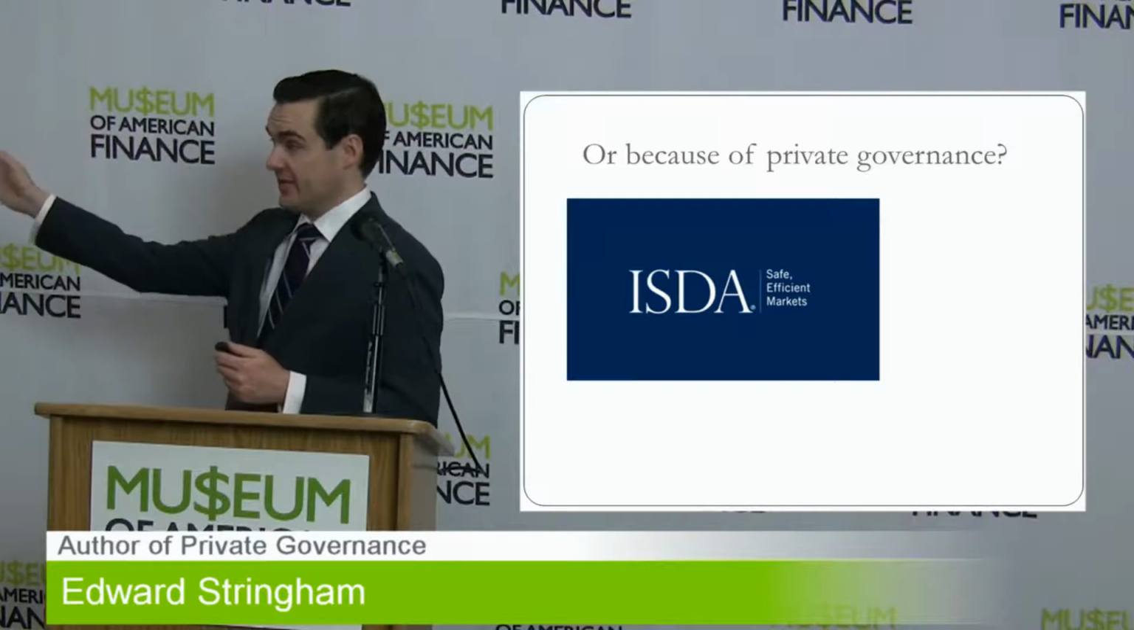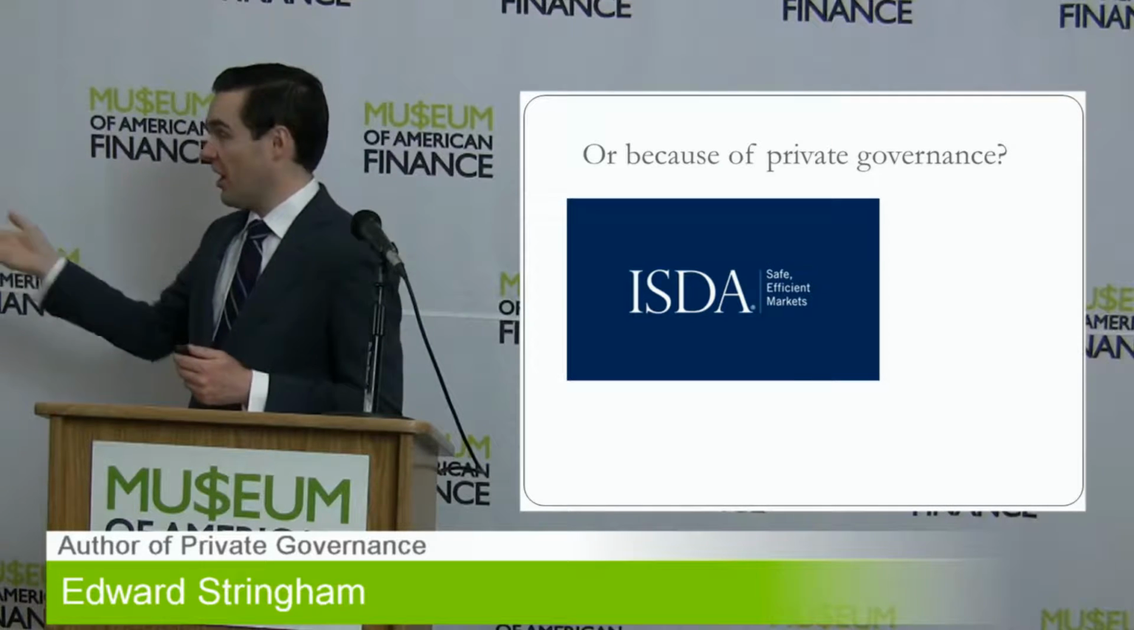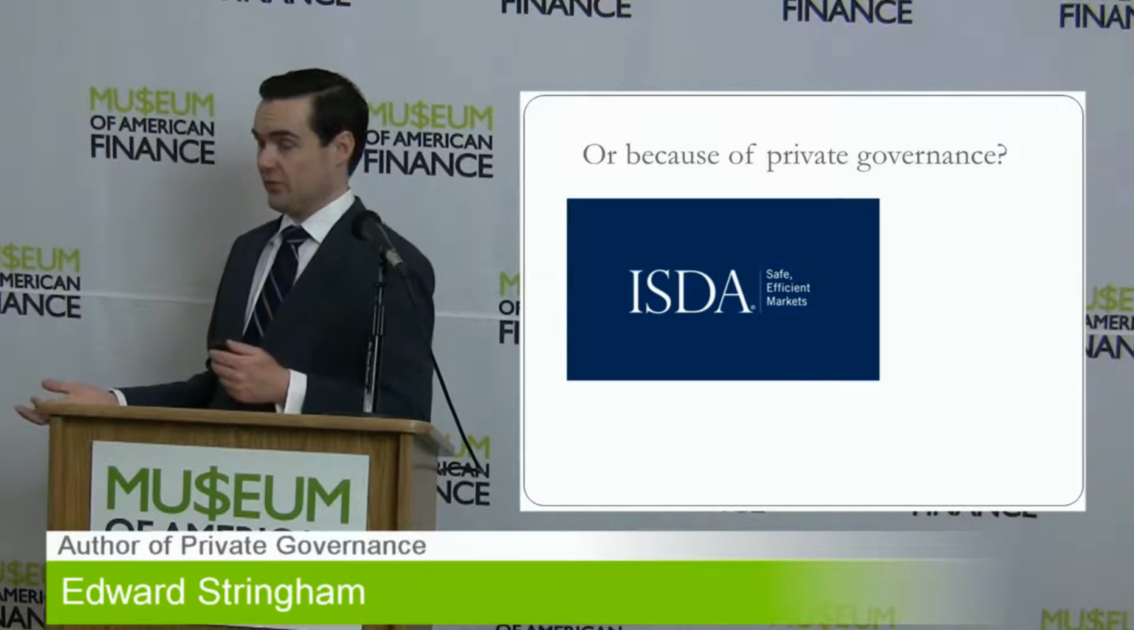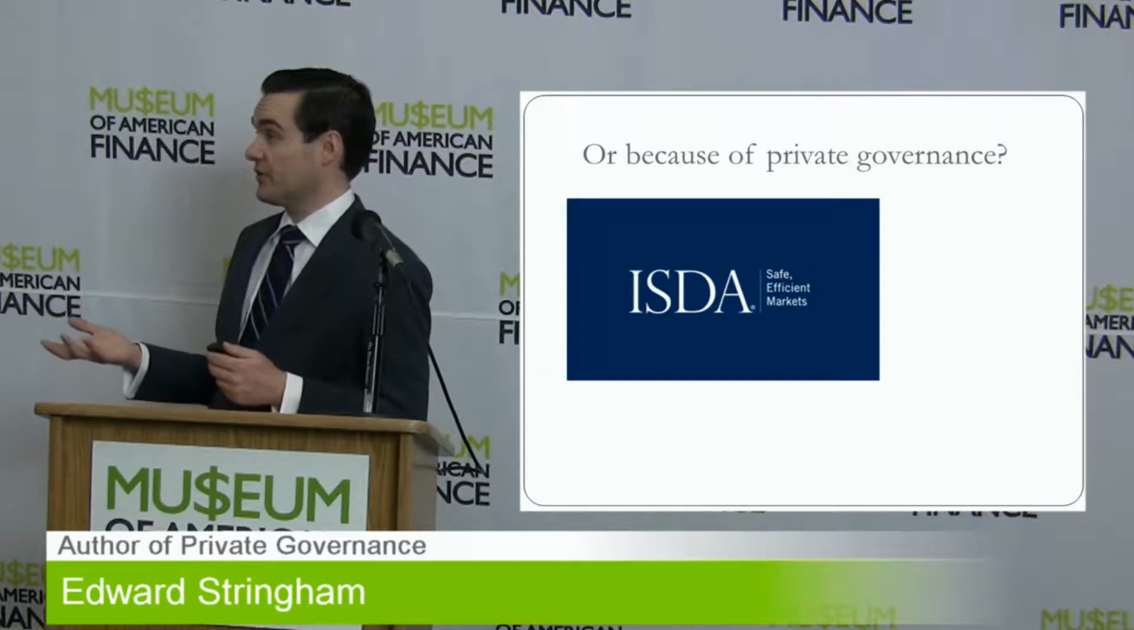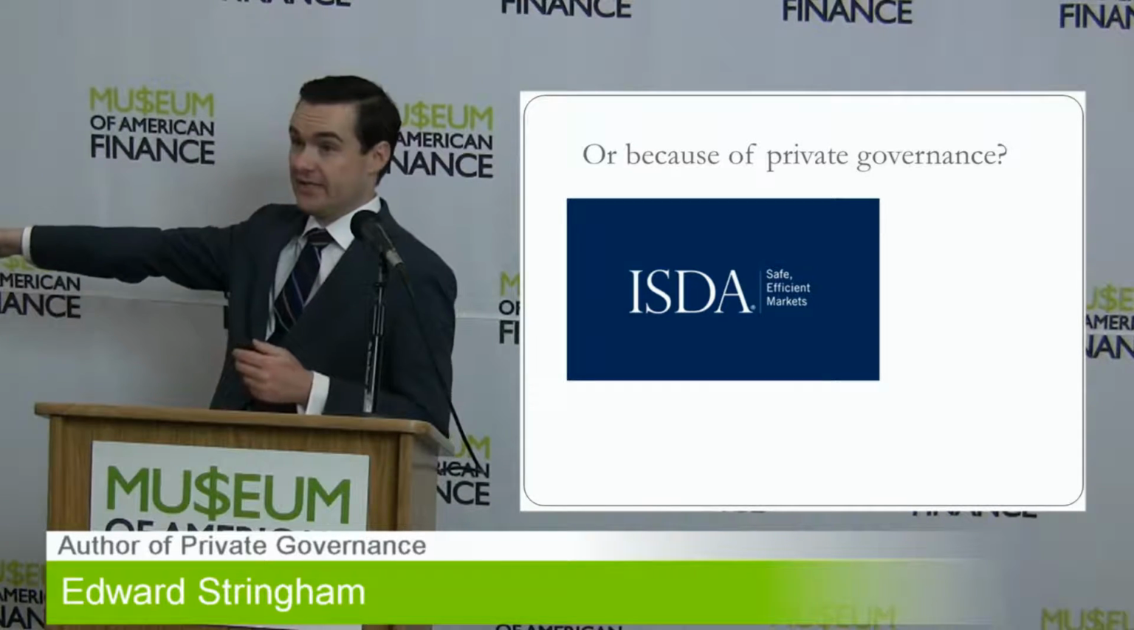You go to ISDA, and ISDA will figure out what you're owed. They'll have an auction of the bond on default, say it's supposed to be worth $1, but it's only worth 10 cents. They'll say, oh, you need to get paid 90 cents.